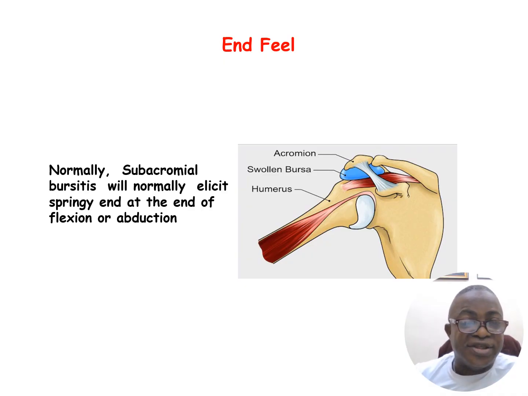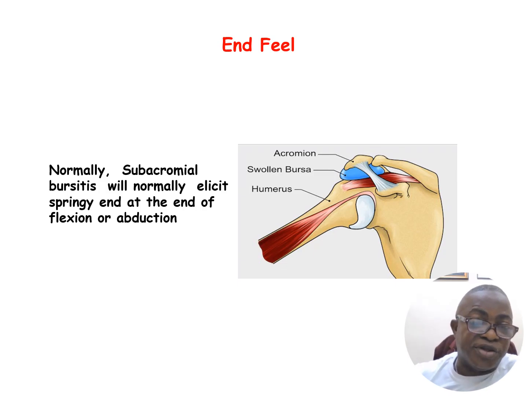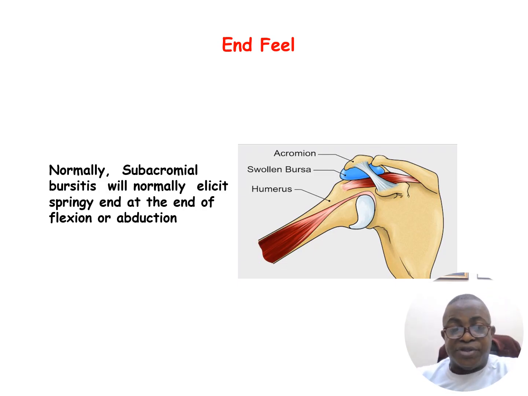Normally, whenever there's subacromial bursitis, you see the acromion and the bursa under the acromion colored blue if it's inflamed. If an attempt is made to go from abduction into elevation, there will be a pushback into the hand of the therapist in a springy manner. So if there's subacromial bursitis, there will be a springy end feel with abduction rather than a firm end feel. And that's an indication of impingement coming from subacromial bursitis.